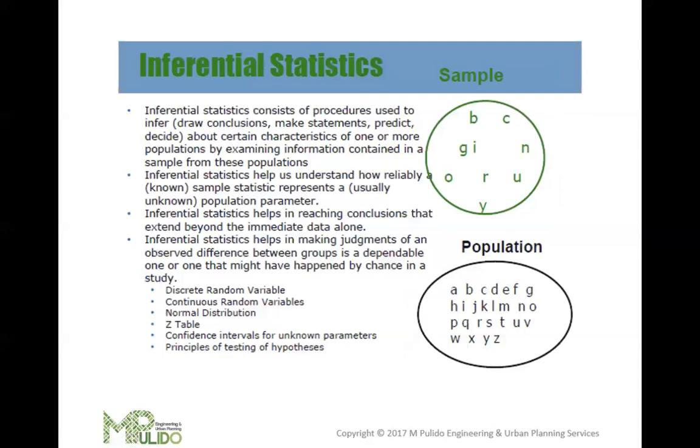So inferential statistics involves using data from a sample to make inferences or generalizations about a larger population. This branch of statistics helps researchers draw conclusions, make predictions, and decide on the characteristics of populations based on the information gathered from samples. We have key components, as you can see there.